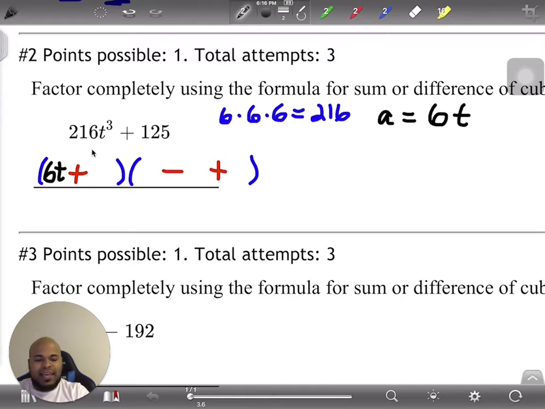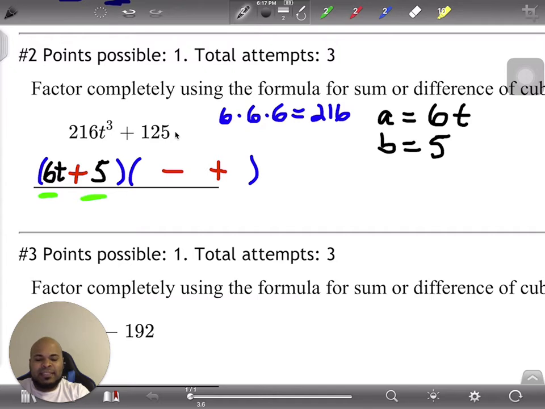Okay, and then I look at the second term, which is 125. Does 125 have a cube root? Yes, it is 5, because 5 times 5 times 5 is 125. So this is just 5. I forget about the problem, and I only look at my new a and my new b, which I said b now is 5, because 5 times 5 times 5 is 125. Good. So now I'm going to square it.